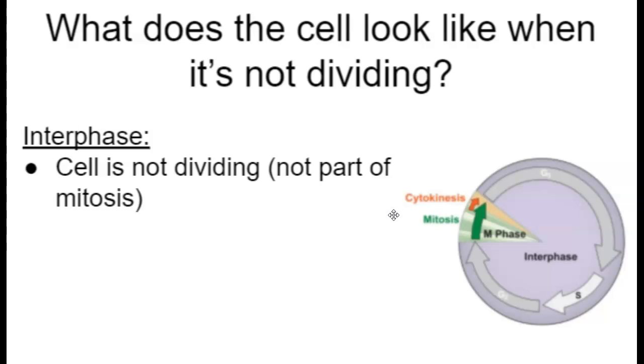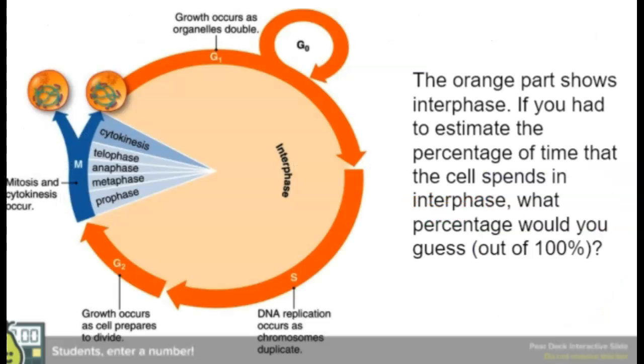They're going to be doing their jobs. They're just going to be hanging out. But they do occasionally need to divide. Some cells divide more than others. So if we take a look at this, this is kind of like our pie chart from the previous phase. It says the orange part shows interphase. Don't worry about all of the words. Blue part is mitosis when the cell is dividing.